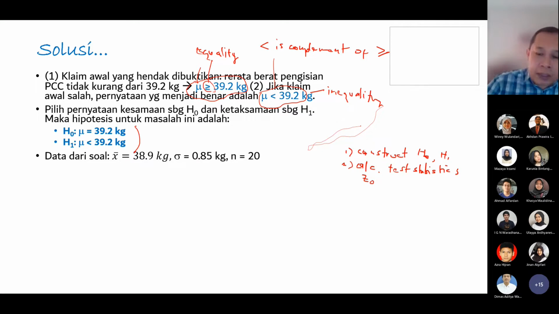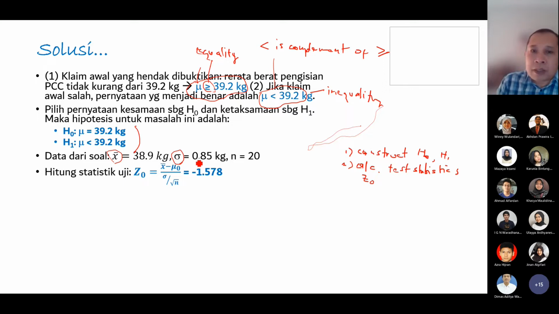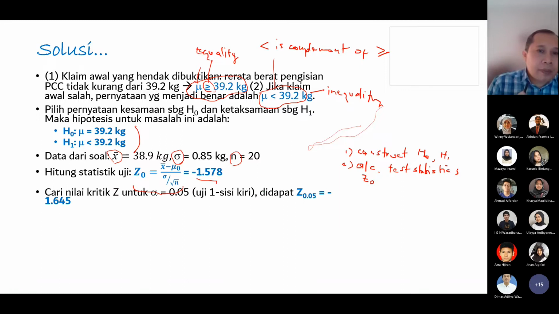Okay, and you can see that from the problem we have all of these data available. So we have the sample mean, right? We have the assumed population standard deviation, and we have the sample size. So all we have to do is just plug in those numbers into this formula for Z0. Okay, which gives us this number here, minus 1.578.